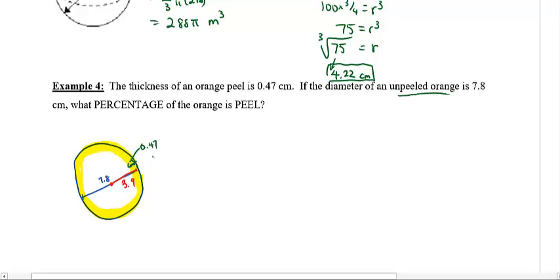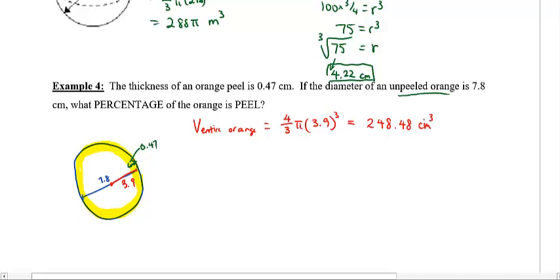What percentage of the orange is peel? So really we need the volume of the peel and also the volume of the orange, and then we compare for the percentage, right? So let's just look at the entire orange first. The volume of the entire orange. I think that's a little bit easier. That's just 4/3 times pi r cubed, which in this case is 3.9 cubed. You can punch that into the calculator. I got an answer of 248.48.